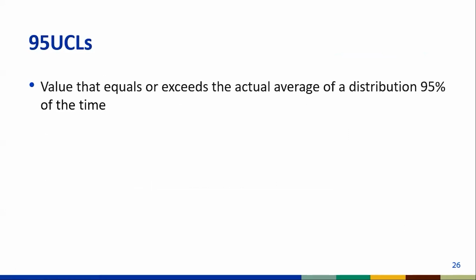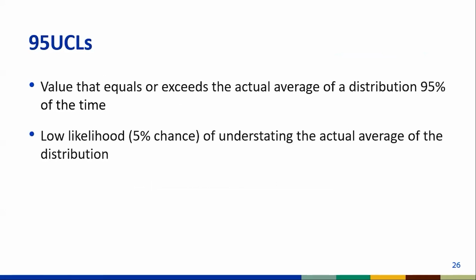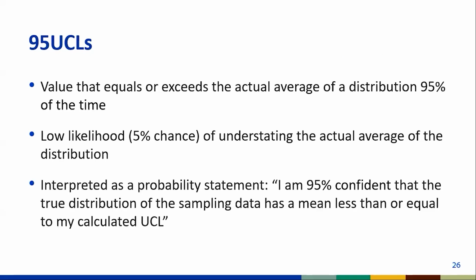So what are 95 UCLs? A 95 UCL represents a value that equals or exceeds the true average of a distribution 95% of the time. This means that a 95 UCL has a very low likelihood, specifically a 5% chance, of underestimating the true average of a distribution. A 95 UCL can be interpreted as a probability statement. That is to say, I am 95% confident that the true distribution of the sampling data has a mean less than or equal to my calculated 95 UCL.